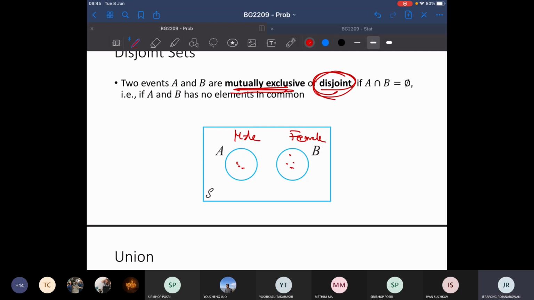Mutually exclusive is kind of too fancy. It doesn't give you anything exclusive. What does it mean exclusive, right? Disjoint is going to be more meaningful. No joint. It means the intersection is empty. It's not zero, it's empty.